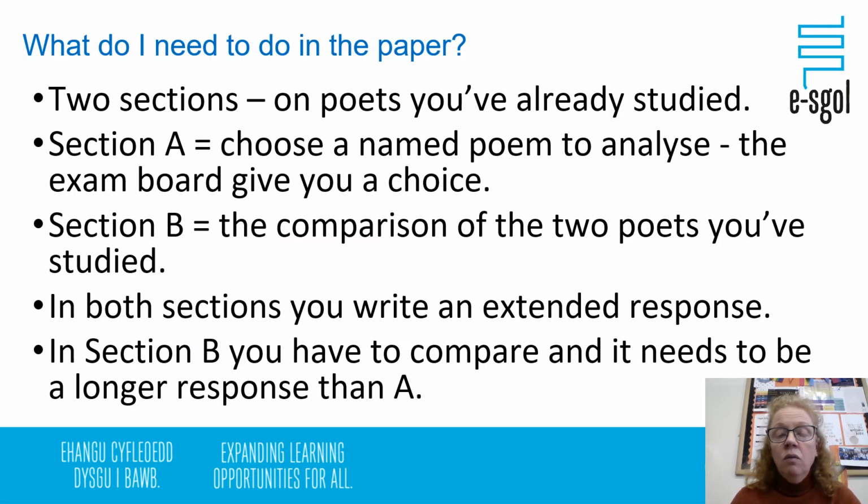So quick summary, what is that paper all about? You've got two sections, both are on poets that you've already studied, so you are in control of this paper. You can get yourselves ready for this. In Section A, you're going to be given a poet with a named poem, and you choose the one that you're most familiar with from the two poets that you've studied. In Section B, you're going to compare the two poets that you've studied, and you're going to be looking at 4 poems in that section. In both sections, there's going to be an extended response. It's an essay, effectively. In Section B, you've got to compare, and obviously you're going to be writing more because it's worth more.